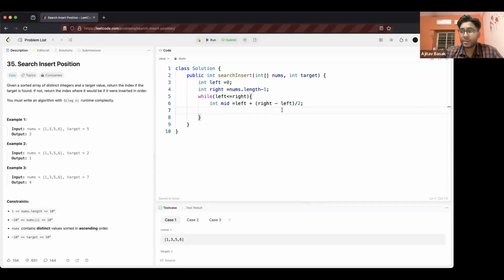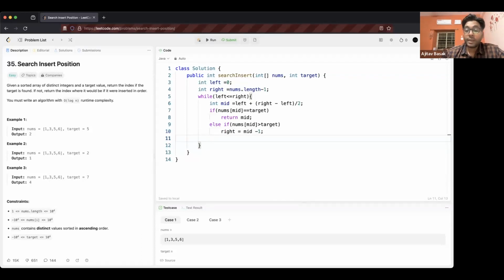Once we have calculated the mid, we have to see if the value at the index mid is equal to our target. If it is equal, we have to return mid. Else if the number at location mid is greater than target, or in other words, target is lesser than the number, which means everything on the right is not to be considered. So we will move the right to mid minus 1. If this is not the case, the only possibility that remains is target being greater than nums[mid], which means everything on the left has to be negated.